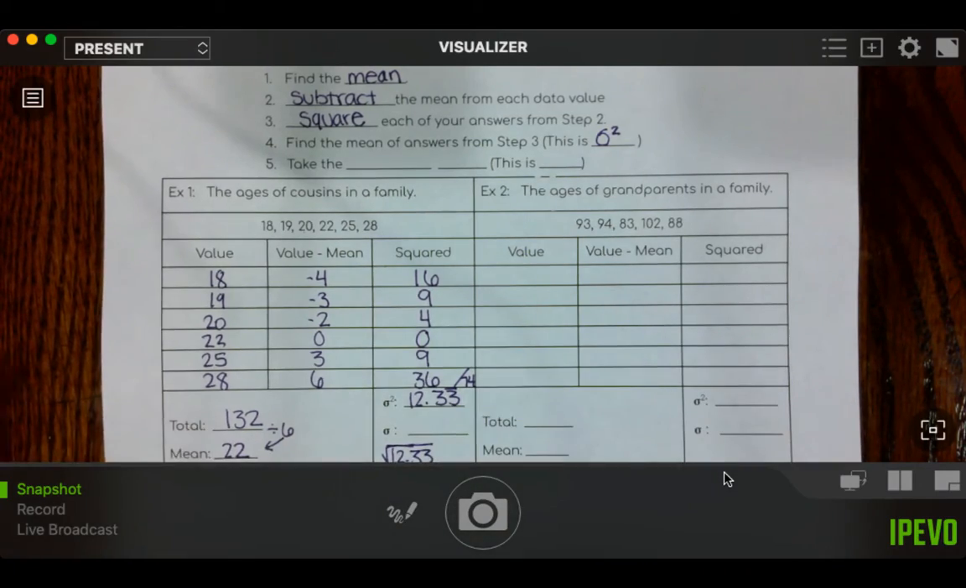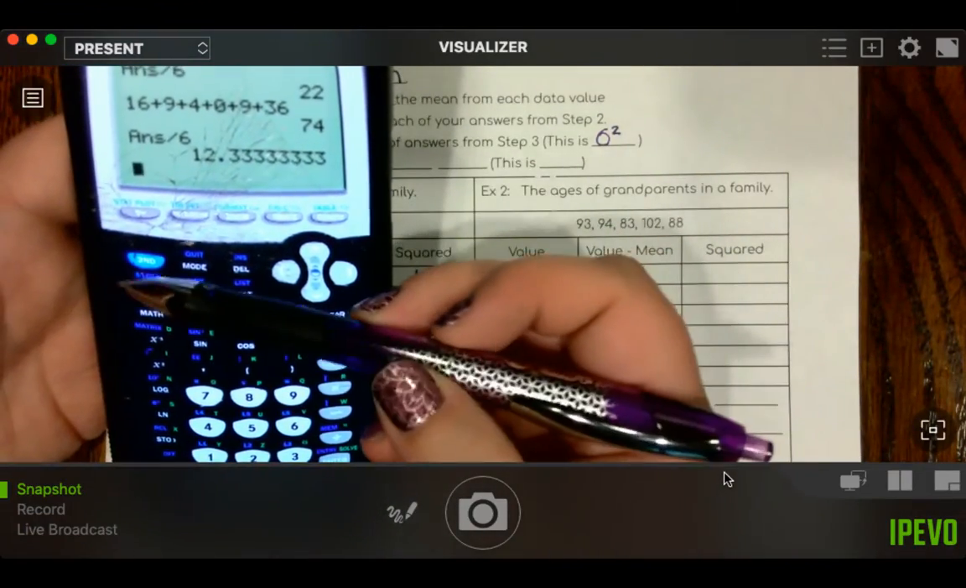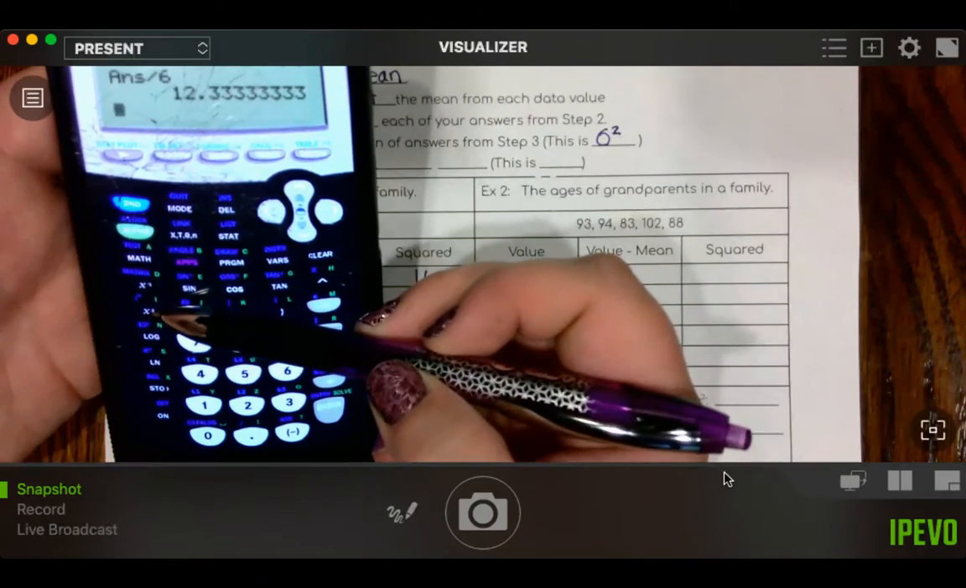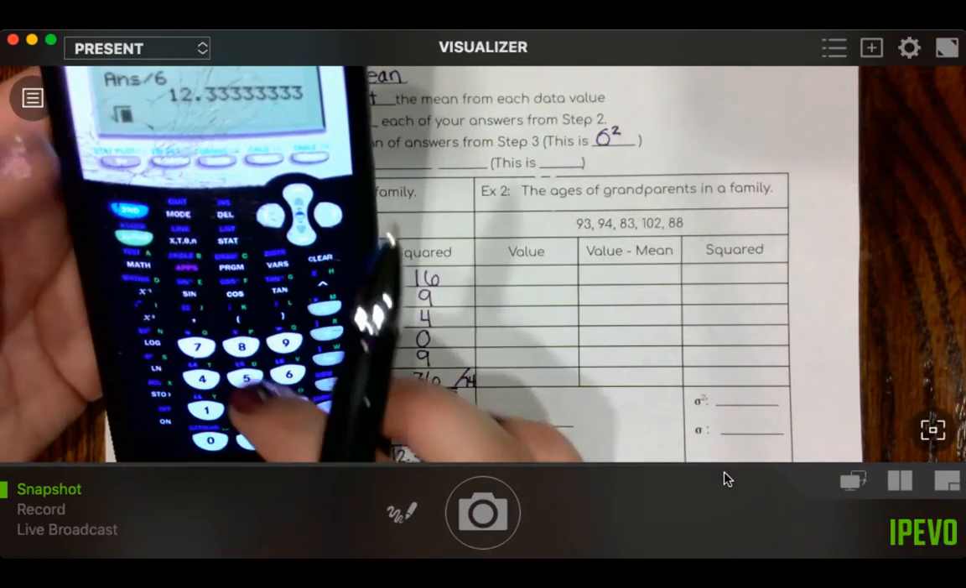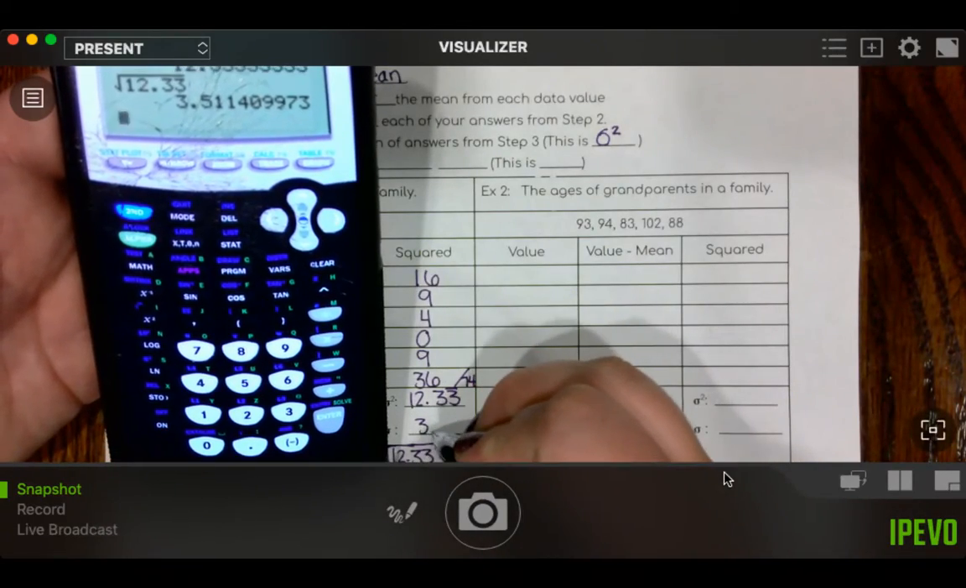And I'll kind of show you, I know this looks terrible. If you hit the blue button and then you hit the x squared button, that's the square root. So square root of 12.33 is 3.5.